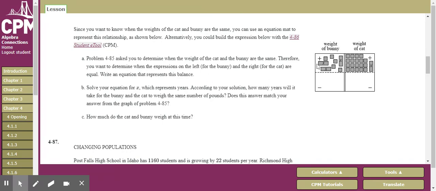Going back to this problem, what we're going to do is solve for what year they're both the same weight. You can use the algebra tiles. You can solve it algebraically. But then the last thing we want to do is figure out how much they weigh at that time.